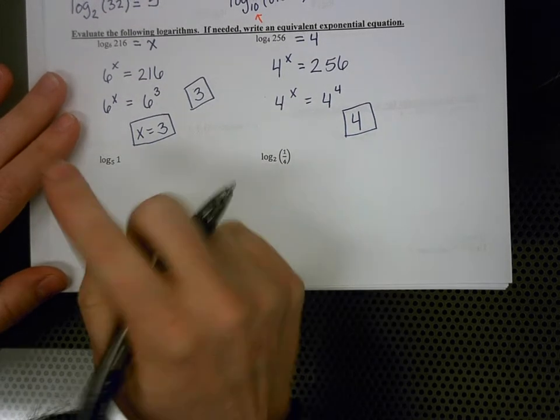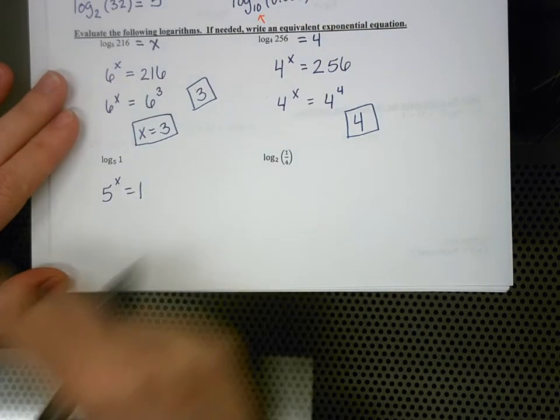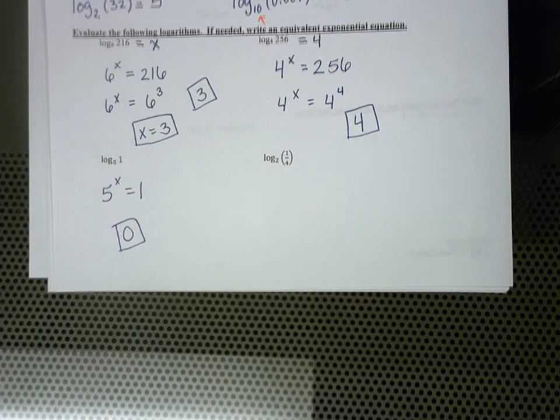All right. What power do you raise 5 to get 1? Log base 5 of 1, 0. 5 to the 0 power gives you 1.